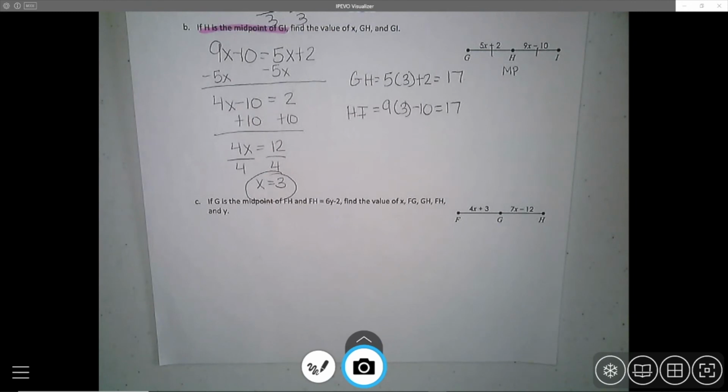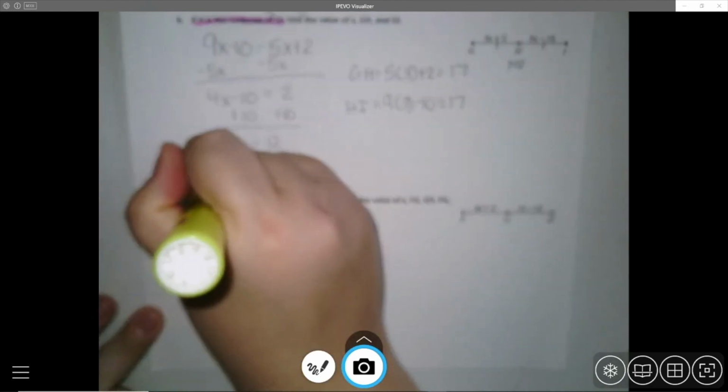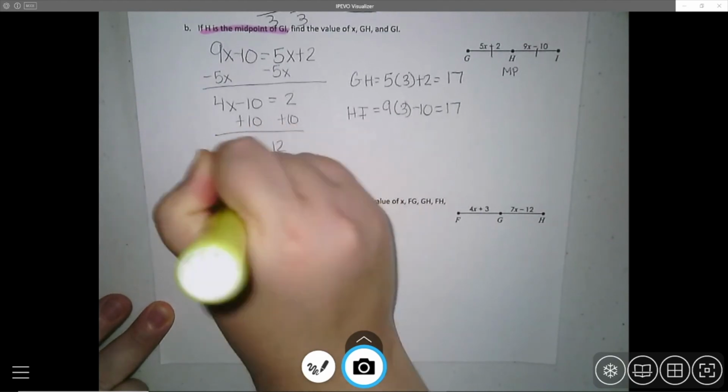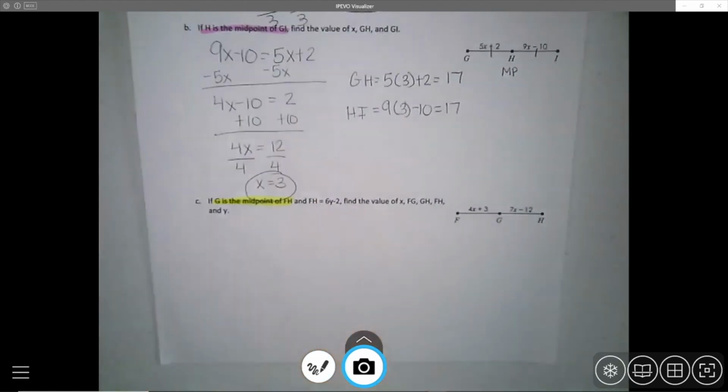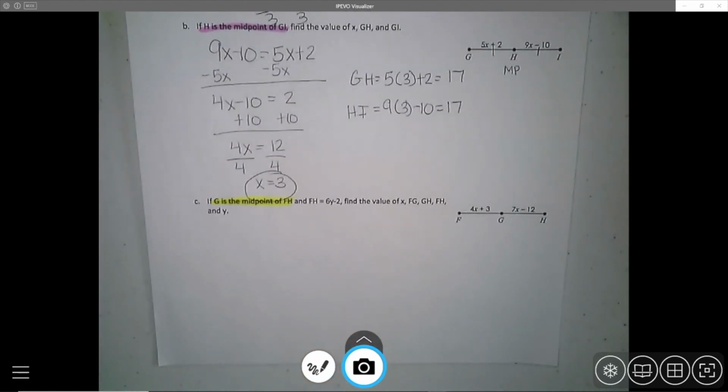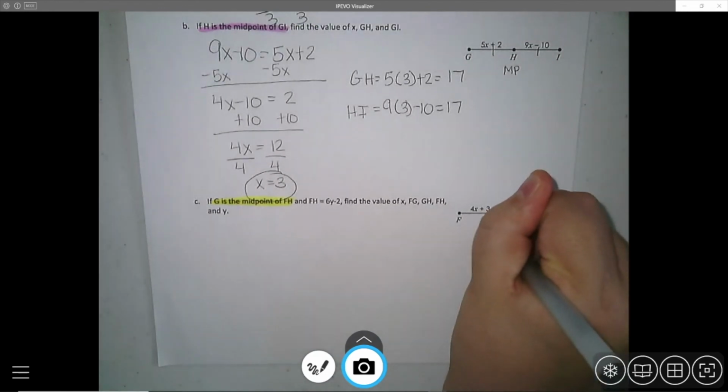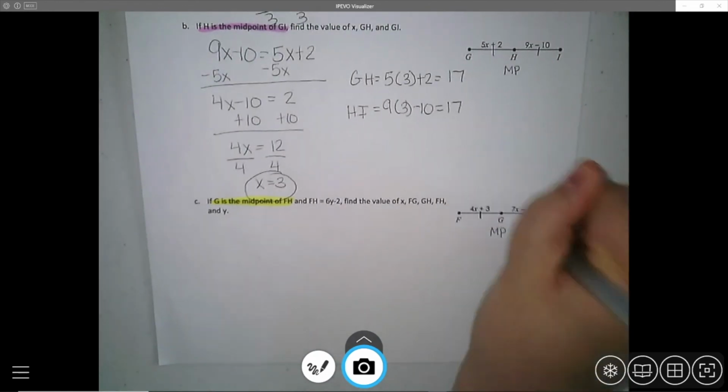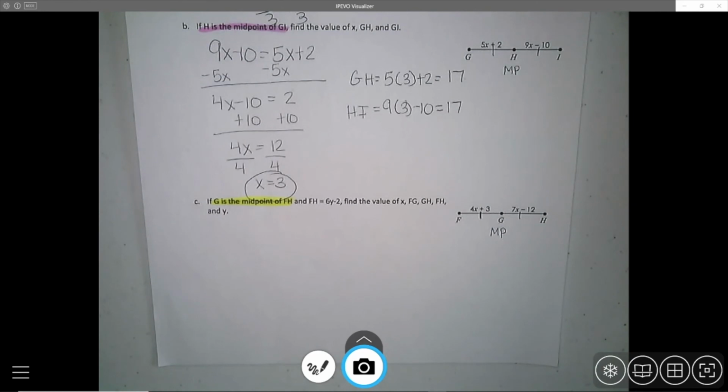Okay, so now that you've had time to try this, let's talk about it. First off, they tell me G is the midpoint of FH. Below G, I'm going to put MP for midpoint. I'm going to put tick marks on both sides. I'm ignoring the rest of the problem.